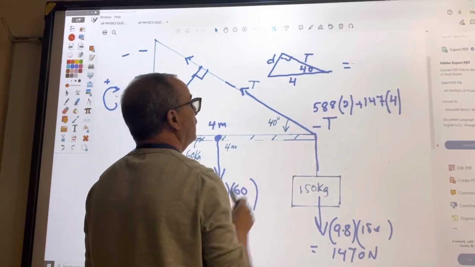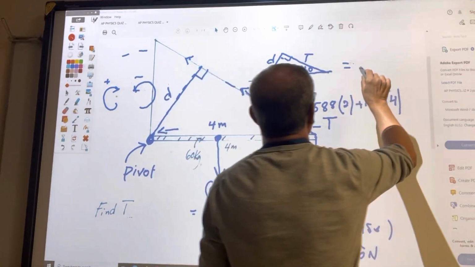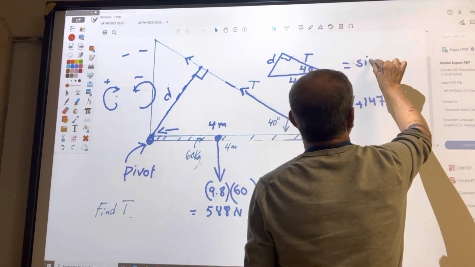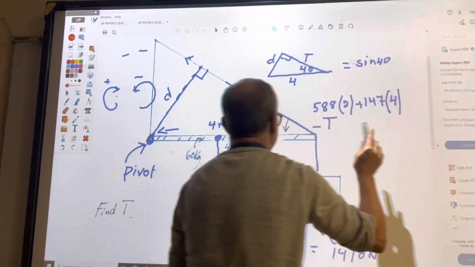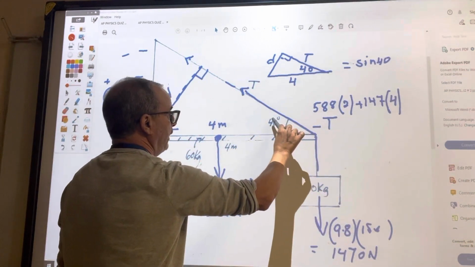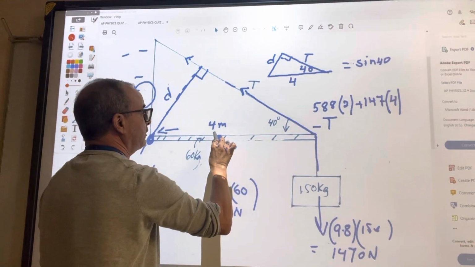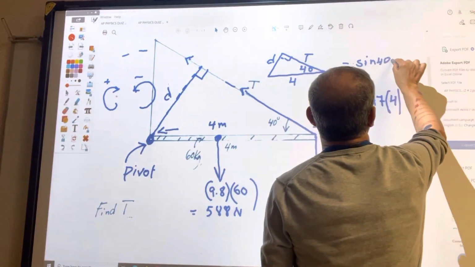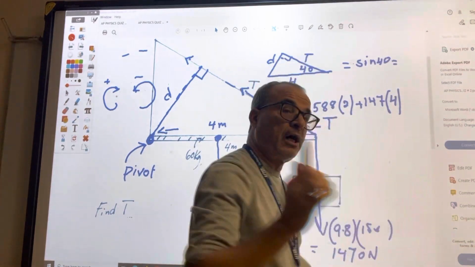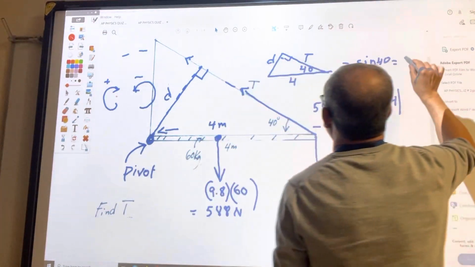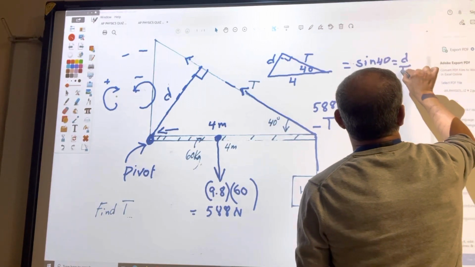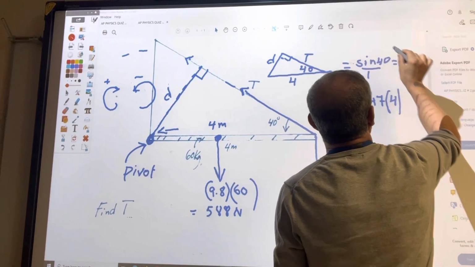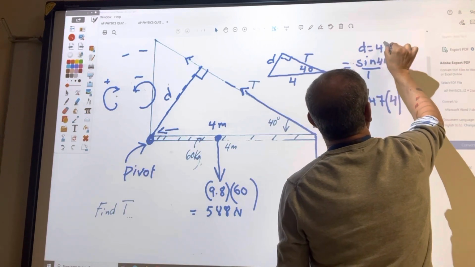If you write sine, because we're trying to find D. If you write sine of 40, now this is trigonometry, the basic trick. We have angle 40, we have 4 meters as the hypotenuse, and we have D that we're looking for. So we write sine 40 equals opposite over hypotenuse. Remember, sine is opposite over hypotenuse, so it's D over 4. If you cross multiply, you get D equals 4 sine 40. So D is 4 sine 40, right?